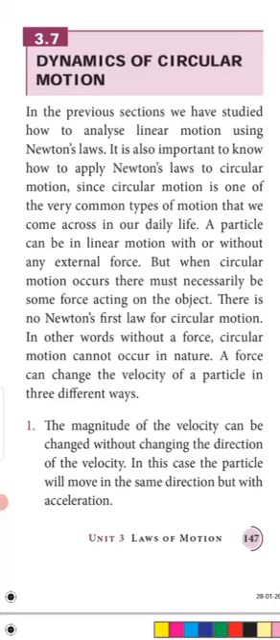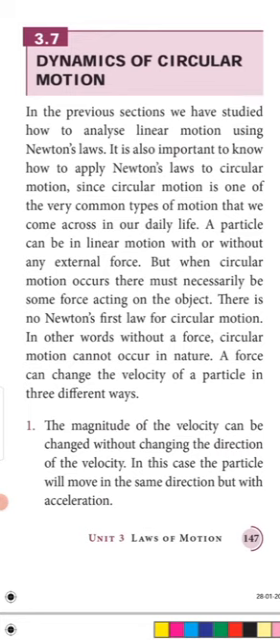Good morning, students. Today, in Unit 3 Laws of Motion, we are going to see the topic Dynamics of Circular Motion. In the topic itself, we know that dynamics... do you know the difference between statics and dynamics? Static means there is no change. Dynamics means it can change. So the circular motion can change. In what aspect is the change? That is what we are going to see in this.